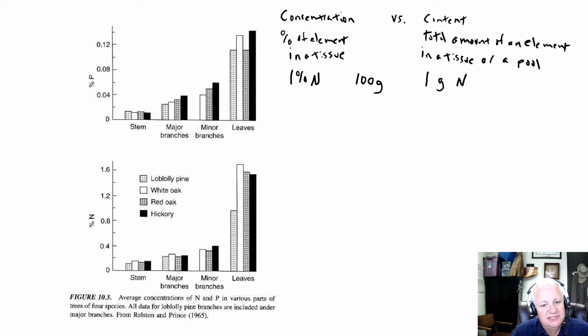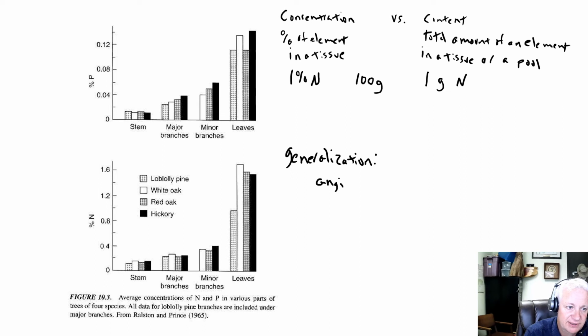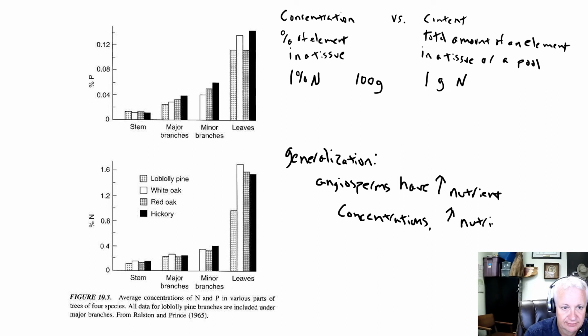The other thing is that we sometimes see variation in concentration among species. This can be especially true between angiosperms and gymnosperms. This is a generalization, and generalizations always have exceptions. But in general, angiosperms have higher nutrient concentrations and higher nutrient demand compared to gymnosperms. Now, there's always exceptions.